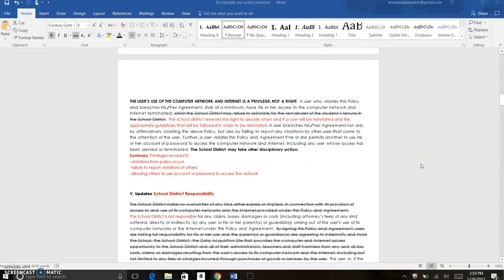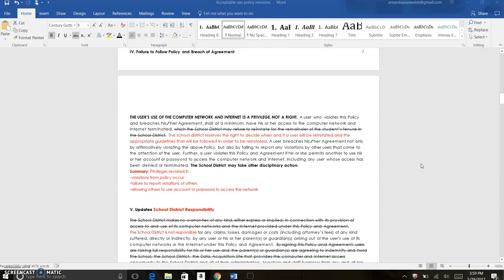Down to the failure to follow the policy and breach of agreement, I added this sentence that says the district reserves the right to decide when and if a user will be reinstated and the appropriate guidelines that will be followed in order to be reinstated. It just says that the district has a right to decide. I felt like it was important to state that yes, the district has a right, and if they do decide, there will be guidelines that they would need to follow.